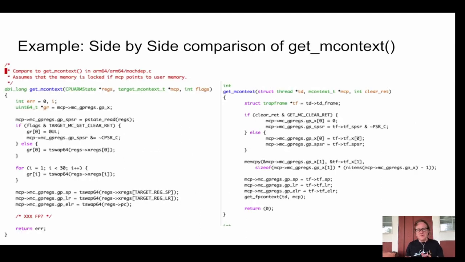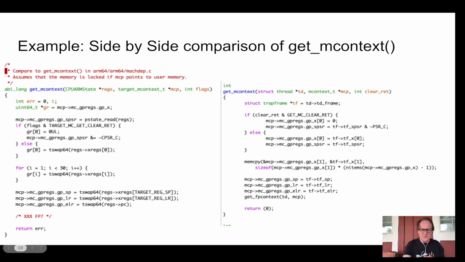So here's an example of one of the things that shows the code side by side. On the left-hand side is the QEMU code, and on the right is the FreeBSD kernel code. And just looking at it, not really knowing a lot about what's going on, you can see that similar structures with similar names are manipulated in similar or the same way.